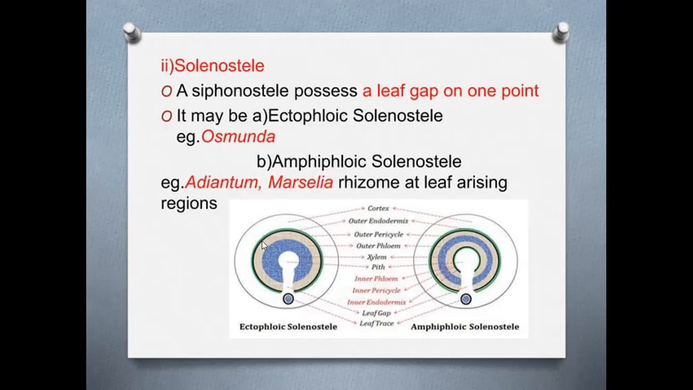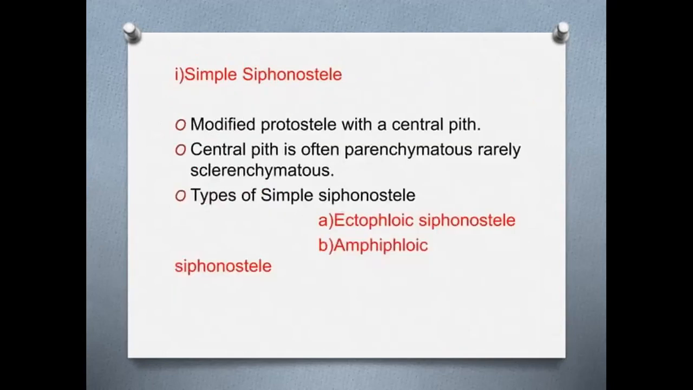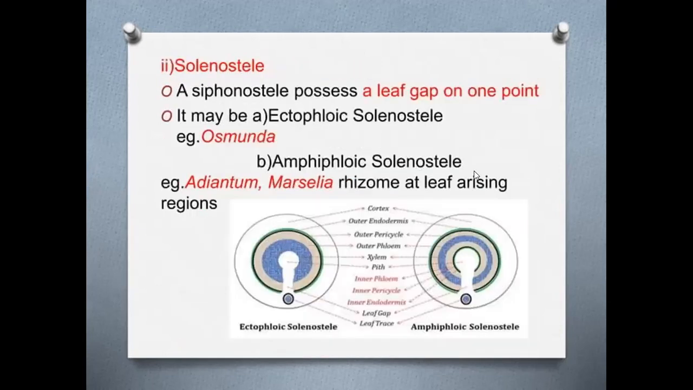This is a simple ectophloic siphonostele, where this is the pith, this is the xylem and phloem surrounding the region. So this is the amphiphloic, where you can see the concentric ring. This is the xylem having surrounded by two outer phloem as well as the inner phloem. And here the presence of the leaf trace. Okay, right. So this is about the siphonostelic condition, which is divided into simple siphonostele and solenostele. Simple siphonostele is again of ectophloic type and amphiphloic type.